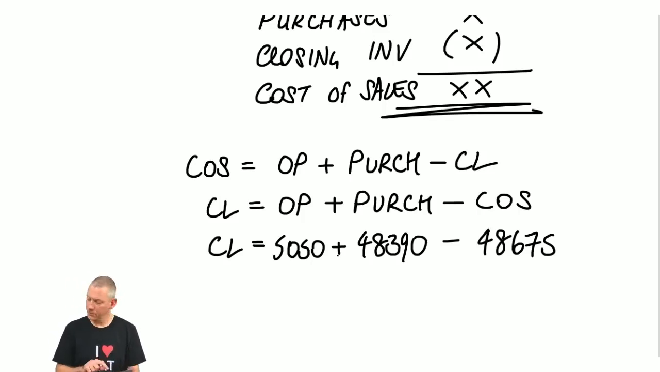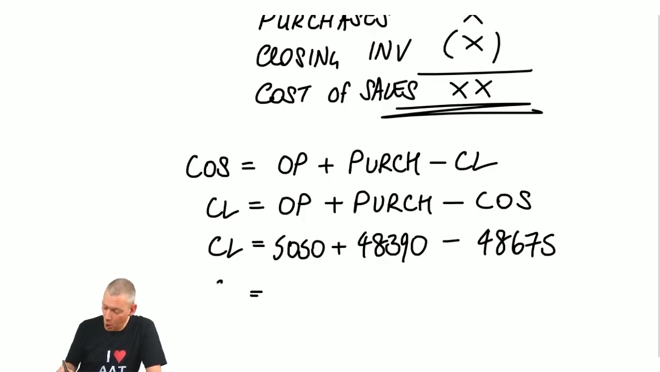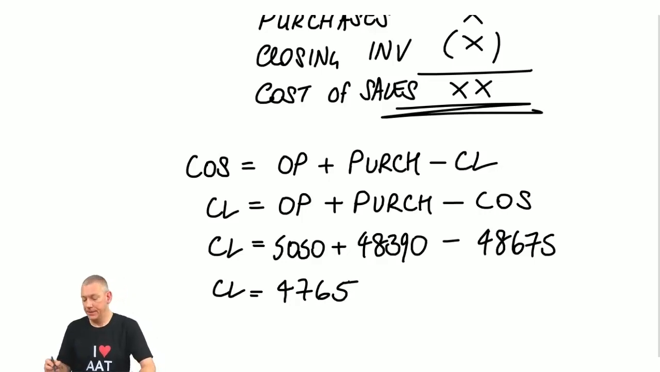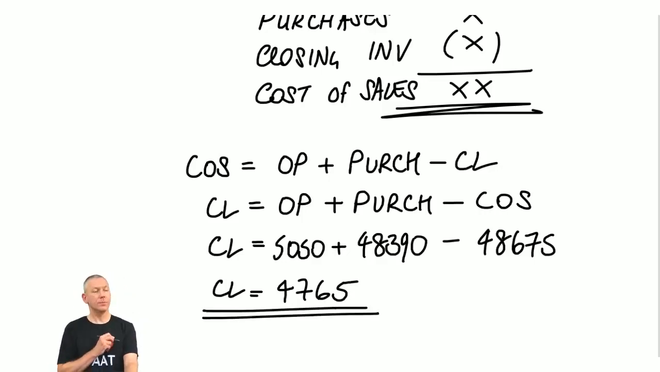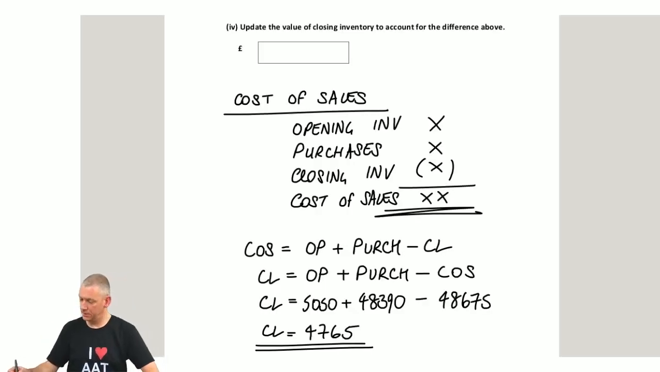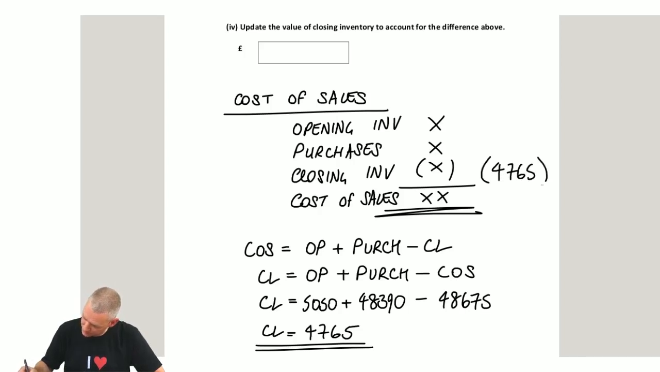Oh, that was fine. Plus 5050 plus 48,390 equals 4765. There we go. So the closing stock is 4765. And you might feel most comfortable if I then put this information into the classic presentation. I think I'll do that for you. So the closing stock is 4765. There we go, stick it in a sausage.